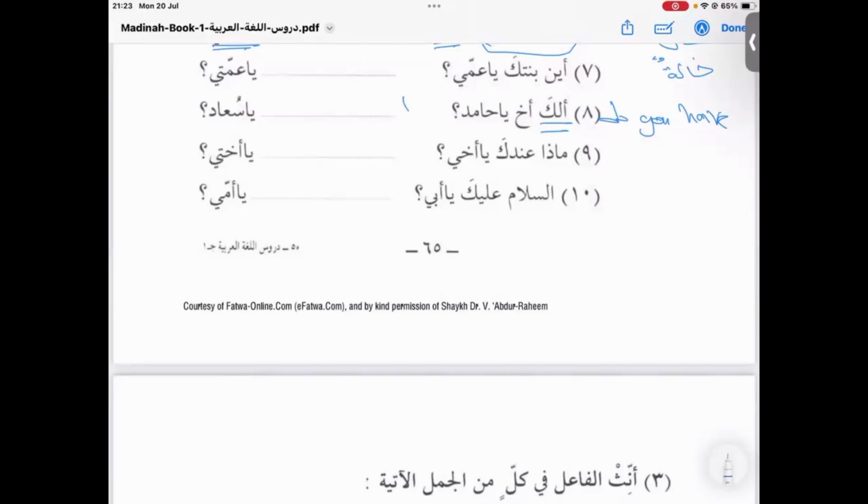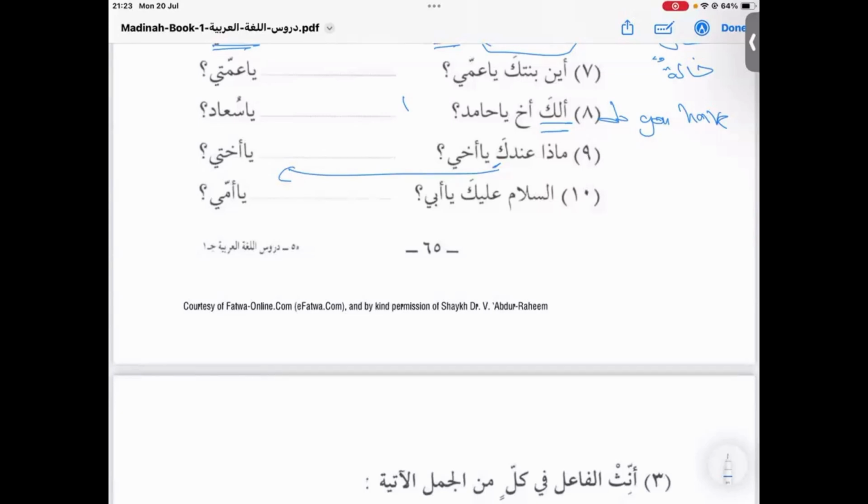Alaki ukhtun or alaki akhun, ya Su'ad. Do you have a brother, O Su'ad? Mada indaka ya akhi? What is that which is with you? When you say يا أختي, you will say ماذا عندك. ماذا عندك يا أختي. السلام عليك يا أبي.